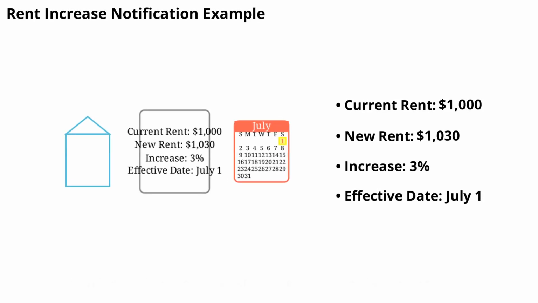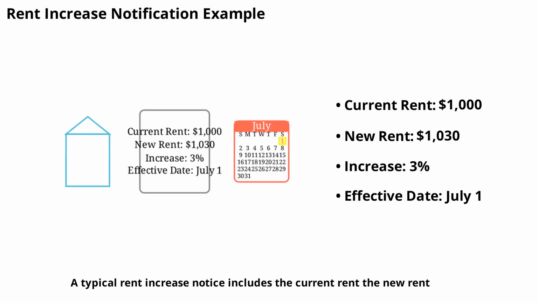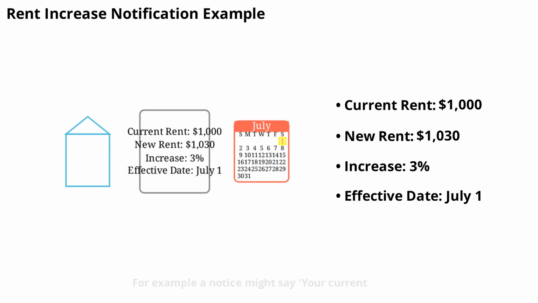A typical rent increase notice includes the current rent, the new rent, the percentage increase, and the date the new rent takes effect. For example, a notice might say, "Your current rent is $1,000. Effective July 1, your new rent will be $1,030, a 3% increase." Notices must be clear and delivered in writing, usually by mail or email.